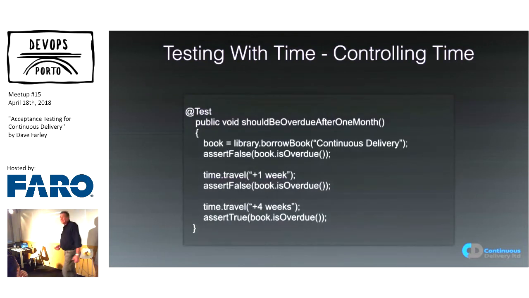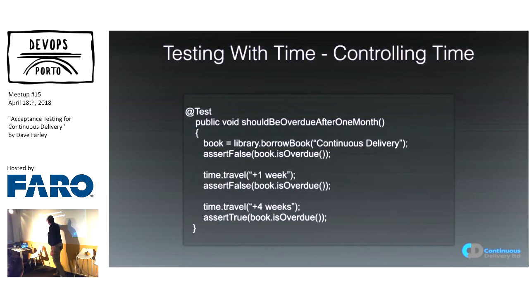The downside is it's slightly more complex infrastructure. So here's a test case. All of the other test cases that I've shown you so far are, at one level or another, real test cases that I've really executed. This is a slightly more made up one, but it would be executable. So we should be overdue after a month if we borrow a book from a library.